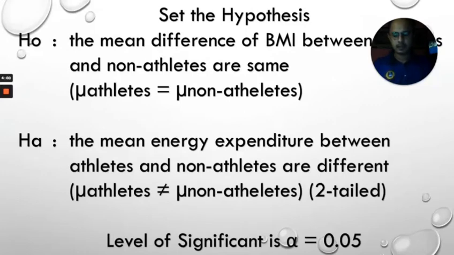So for the first step, generate the hypothesis. H null: the mean BMI between athletes and non-athletes are the same. For the H alternative, the mean BMI between athletes and non-athletes are different, and it's two-tailed. The level of significance is alpha equal to 0.05.